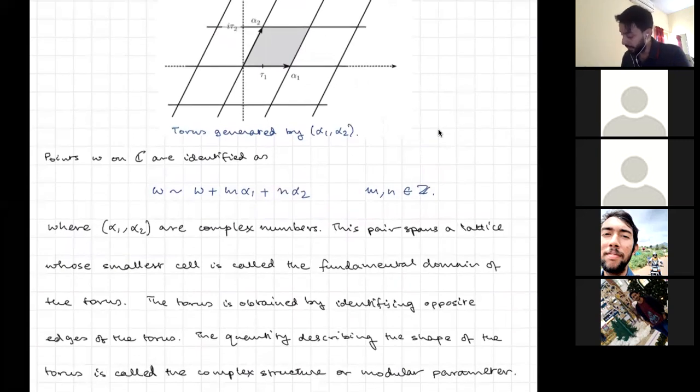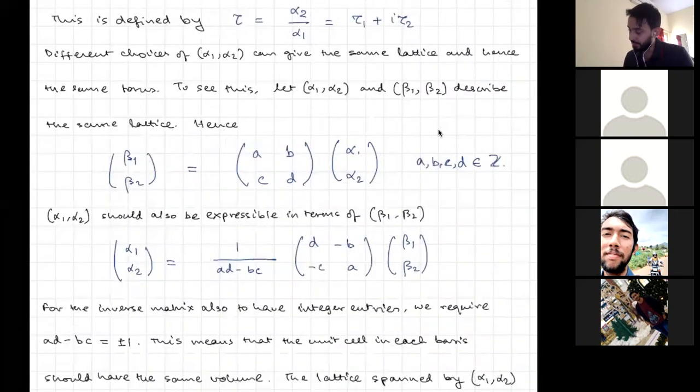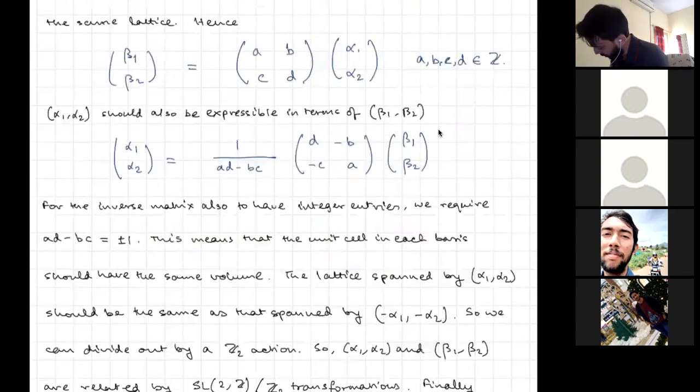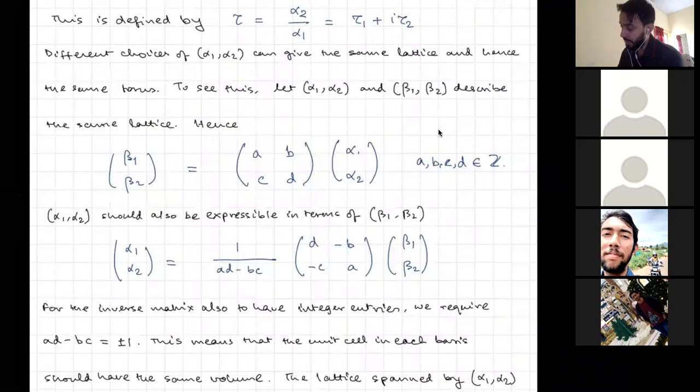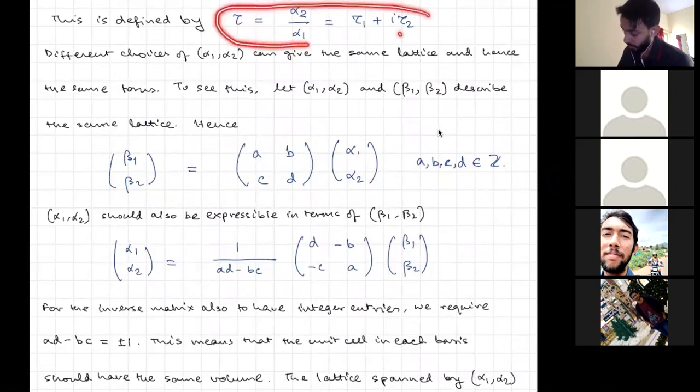The quantity that describes the shape of the torus is called the complex structure, or the modular parameter. This is given by tau. I should have put an equation number here, which I have not done. But anyway, this is alpha 2 by alpha 1, which is tau 1 minus i tau 2. This is going to be important.